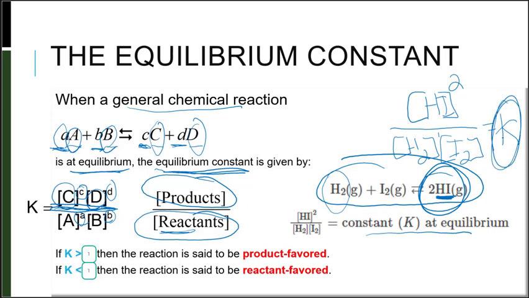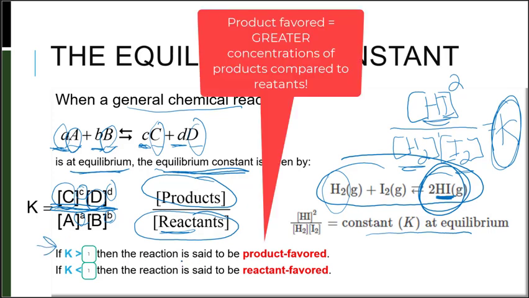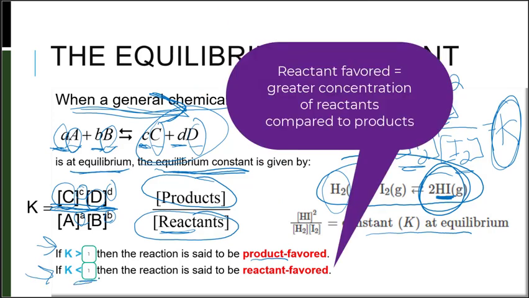And this is going to be equal to my K constant. When I solve this, assuming I know the concentrations of my reactants and products, if my K is greater than 1, then the reaction is said to be product favored. Products are on the right, so my reaction is going to be pushing to the right to create those products. If my K is less than 1, then the reaction is said to be reactant favored. That means my reaction is going to be pushing to the left to create more reactants.